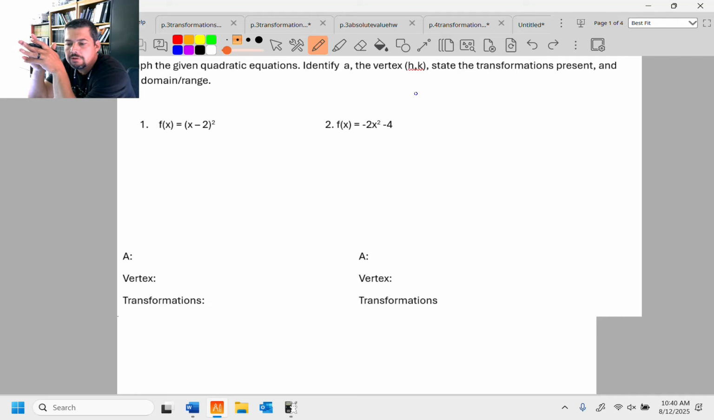Alright, so this is your homework for the transformations of the quadratics using vertex form. And I'll do about half of it. I'm out of paint markers for my glass, so that's why I'm doing it on this platform right here.